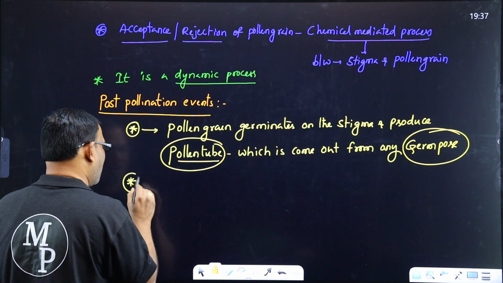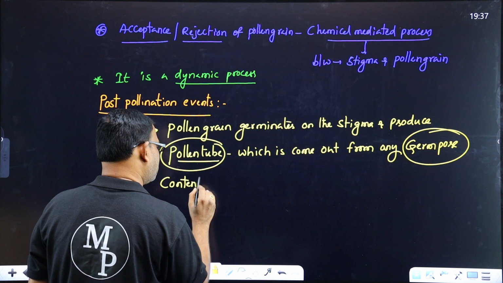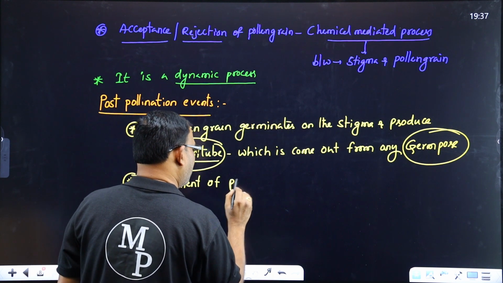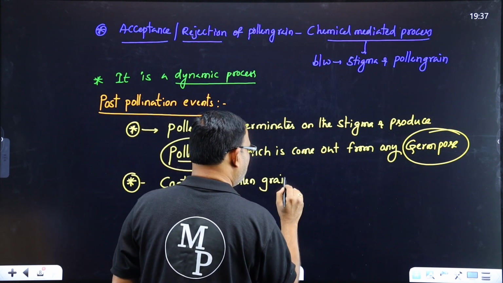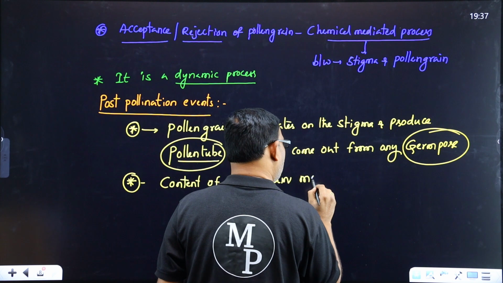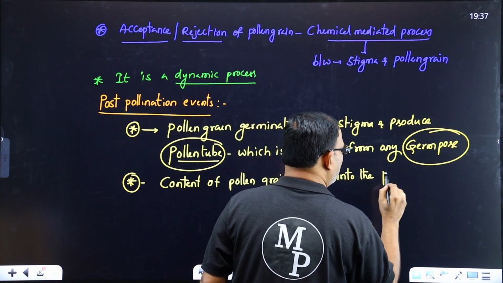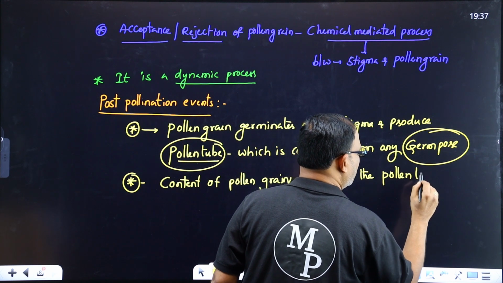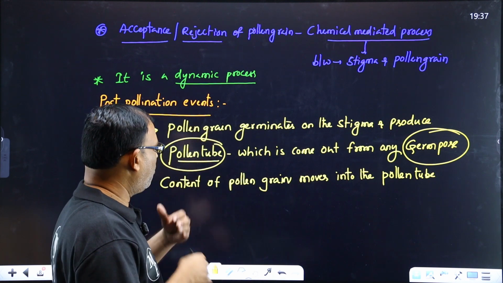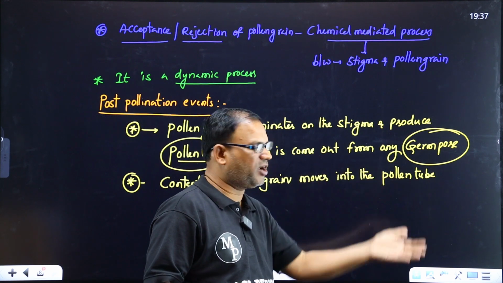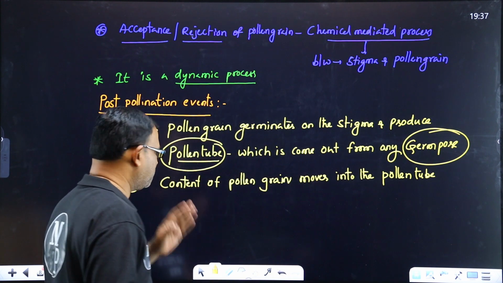Clear? Now coming to the next one, the content of the pollen grain moves into the pollen tube. Very important. ఎప్పుడైతే pollen tube ఫామ్ అవుతుందో, pollen grain లో ఉన్న కంటెంట్ మొత్తం దేంట్లోకి ఎంటర్ అవుతుంది నాన్న? దట్ ఈస్ ఎంటర్ టు ద pollen tube. Important, pollen tube, right?